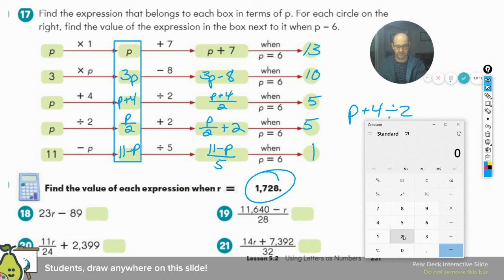So for the first one, I'm going to do 23 times 1,728, enter, minus 89,39,655. Excellent. For the next one, I'm going to do 11,640 minus 1,728. And I'm doing that all first. Divided by 28.